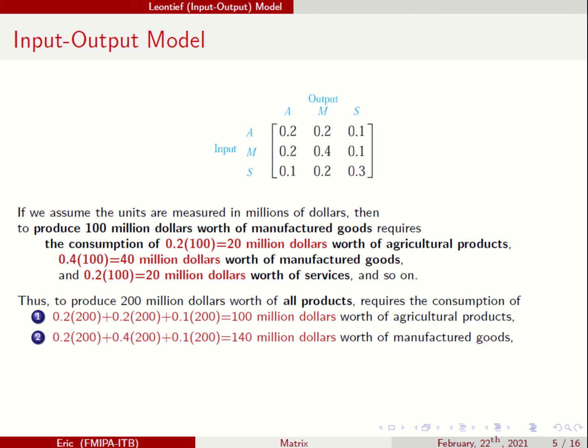And this one: 0.2 times 200, 0.4 times 200, 0.1 times 200. This is the total consumption of manufactured goods if you want to produce 200 units of A, 200 units of M, and 200 units of S. And the same for the third one.